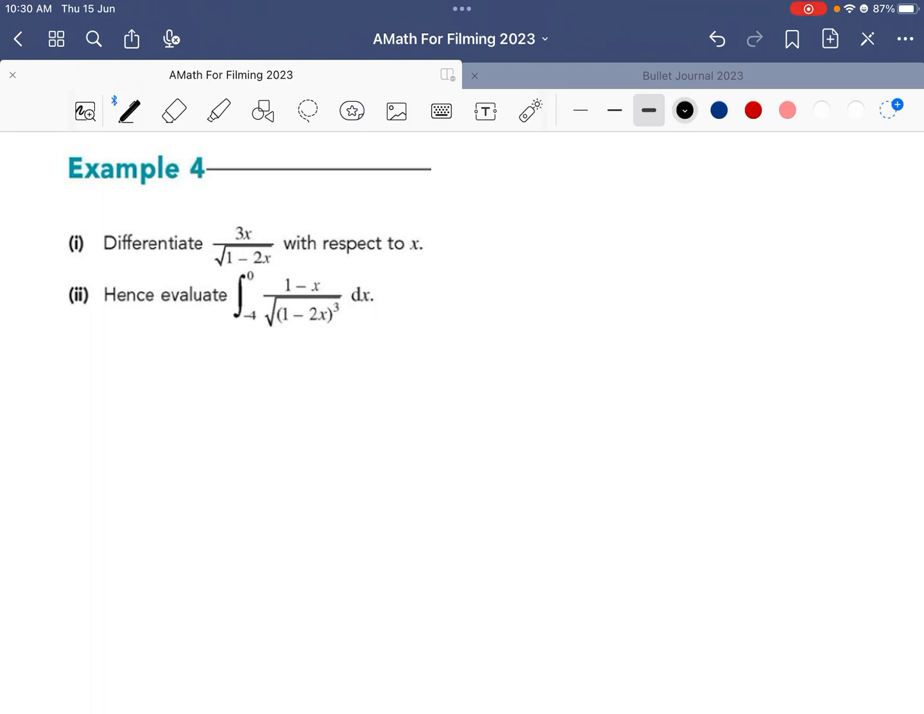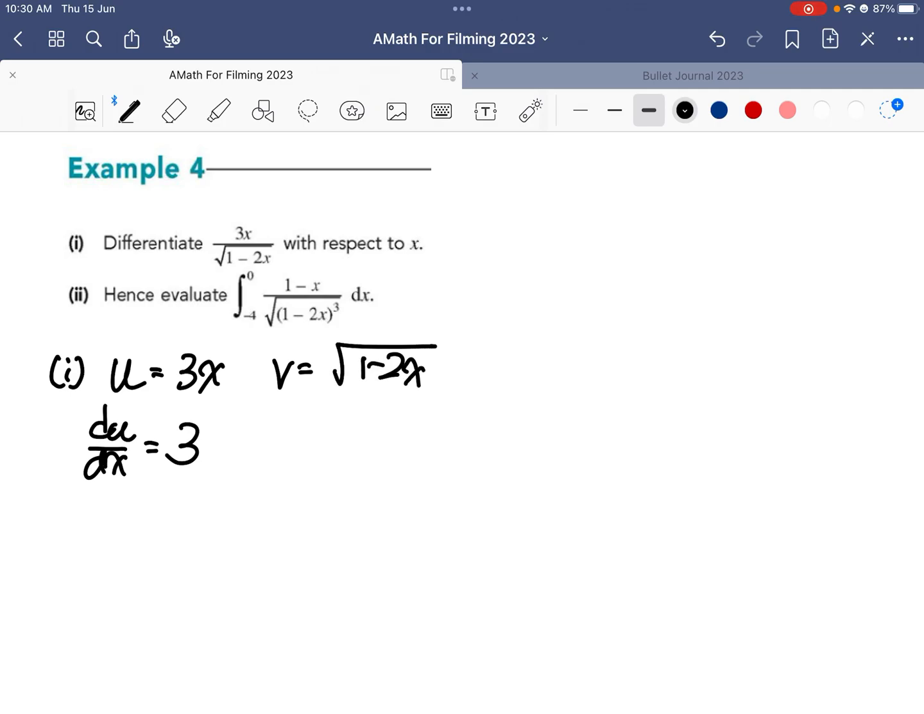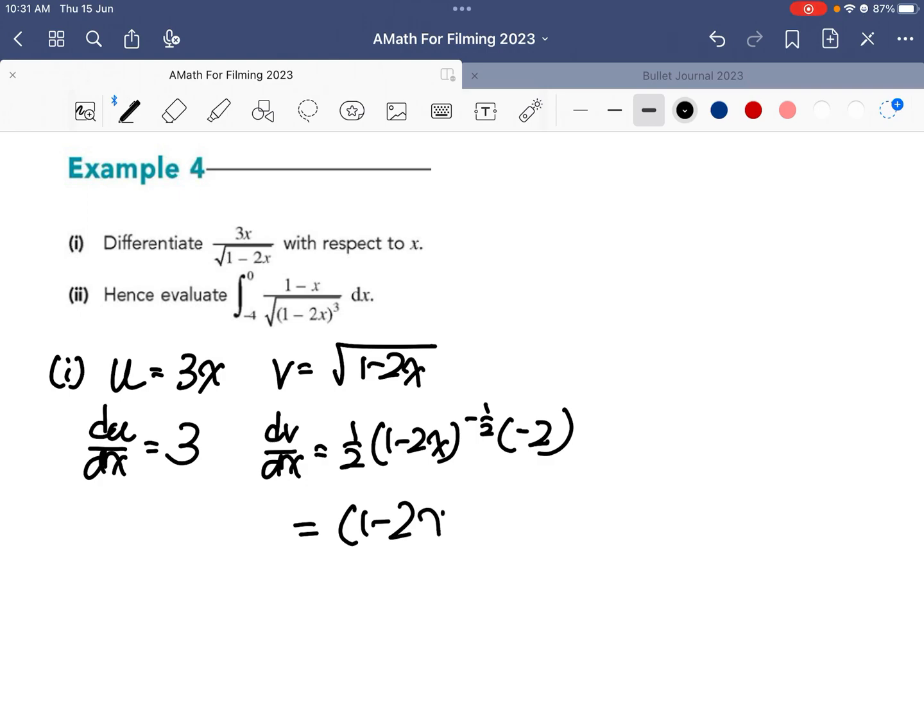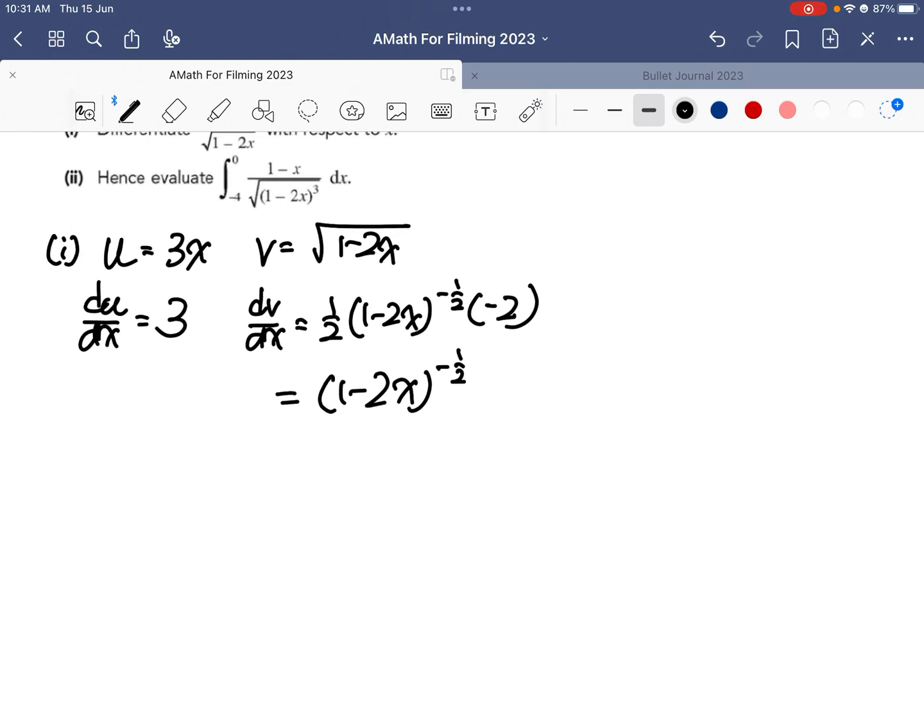So for part 1, u is equal to 3x. Differentiating u with respect to x gives you 3. v is the square root of 1 minus 2x. Differentiating v with respect to x is half times 1 minus 2x to the power of negative half, and then times negative 2. Half times negative 2 yields negative 1. So what I have left here is 1 minus 2x to the power of negative half.